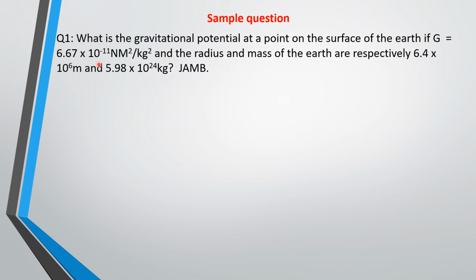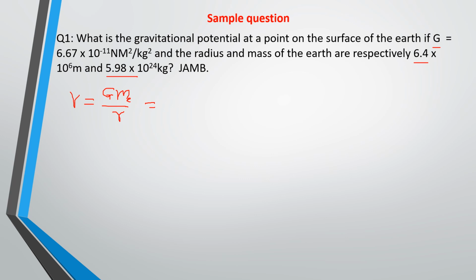This question says, what is the gravitational potential at a point on the surface of the Earth if G is equal to this, and the radius and mass of the Earth are respectively 6.4 times 10 to the power 6 and 5.98 times 10 to the power 24 kg. So this is the mass of the Earth, this is the radius of the Earth, and this is G that is given to you. Now we have said that V is equal to G times the mass of the Earth all over R. So what you need to do is just substitute these values into this particular equation.